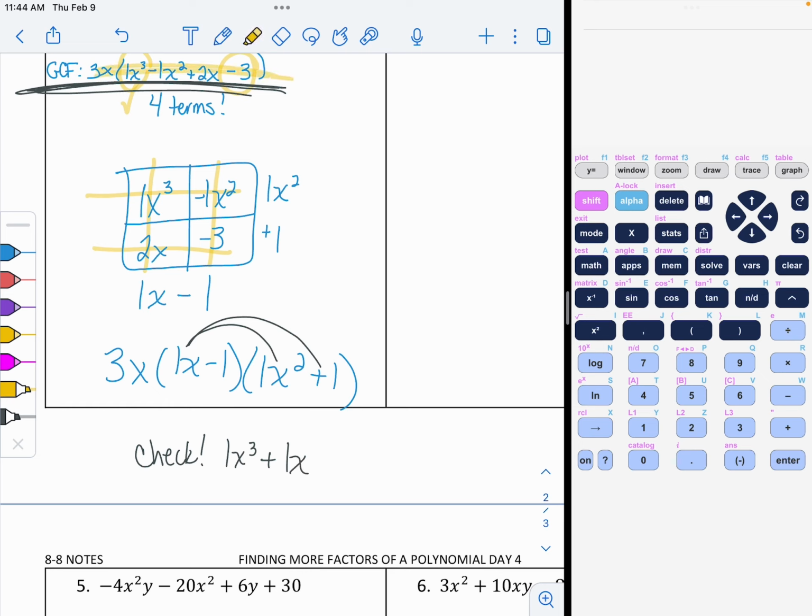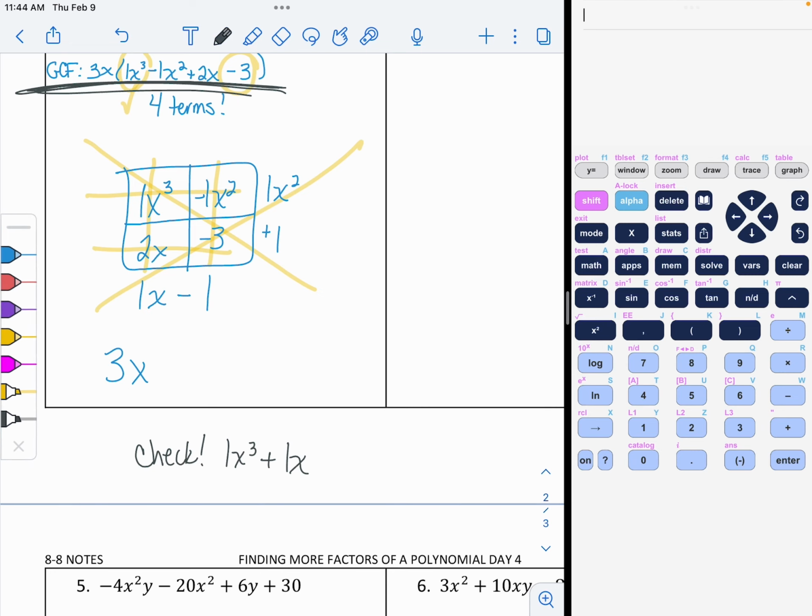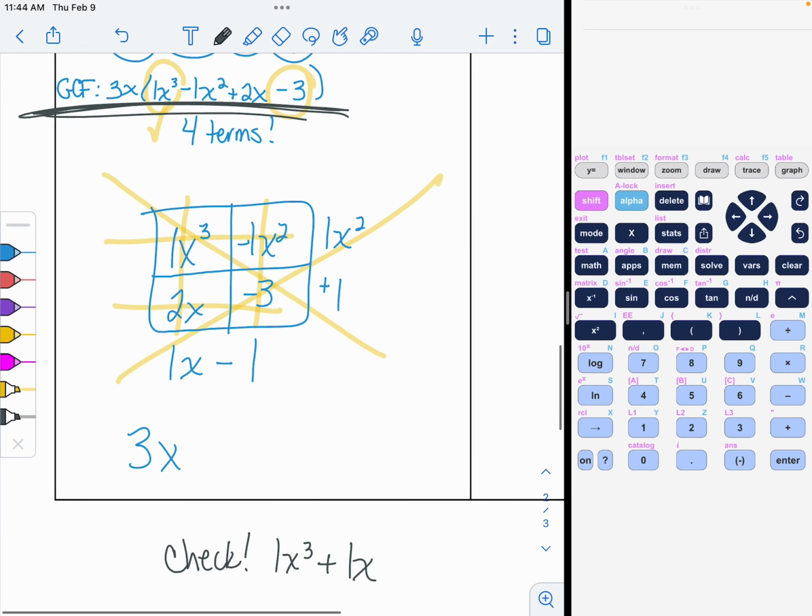That is not anywhere up here, is it? A positive 1x. You know what that means? That means that this box didn't work for this 4-term polynomial. That means our final answer, I'll keep the check on there. Our final answer should have just been, and you won't know until you do the check with the box method, should have been just after our GCF.